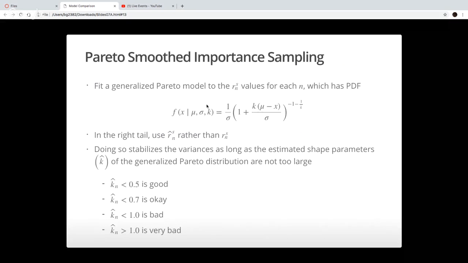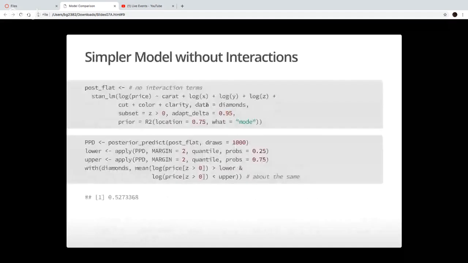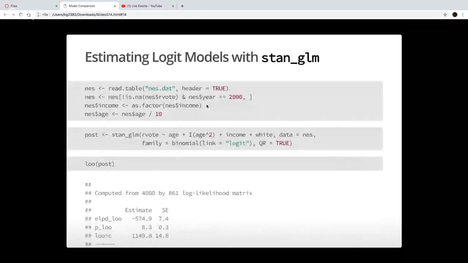And so we can use this to get at this expected log predicted density, which we can use to then say this model is expected to predict future data better than that model, which is a bit different from saying this model is true and the other one is not. We'll get into that more next week, but we can say this model is expected to predict future data better than another model.